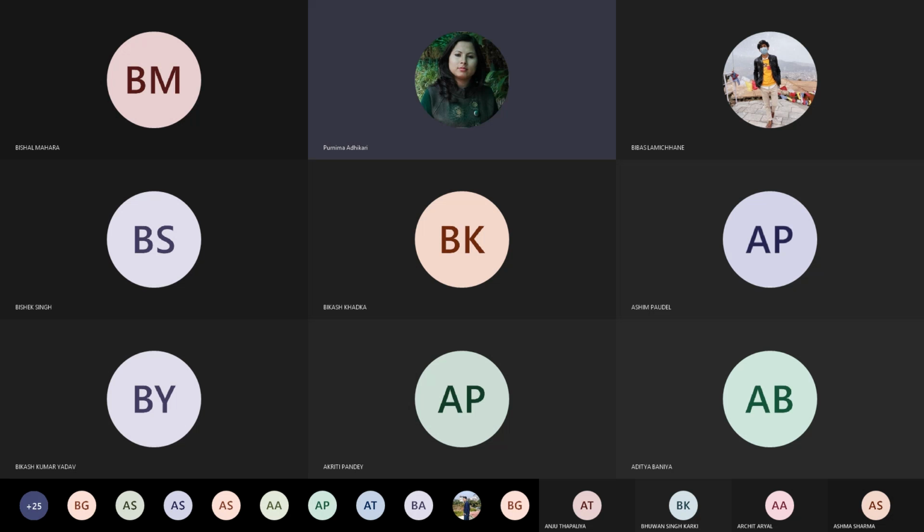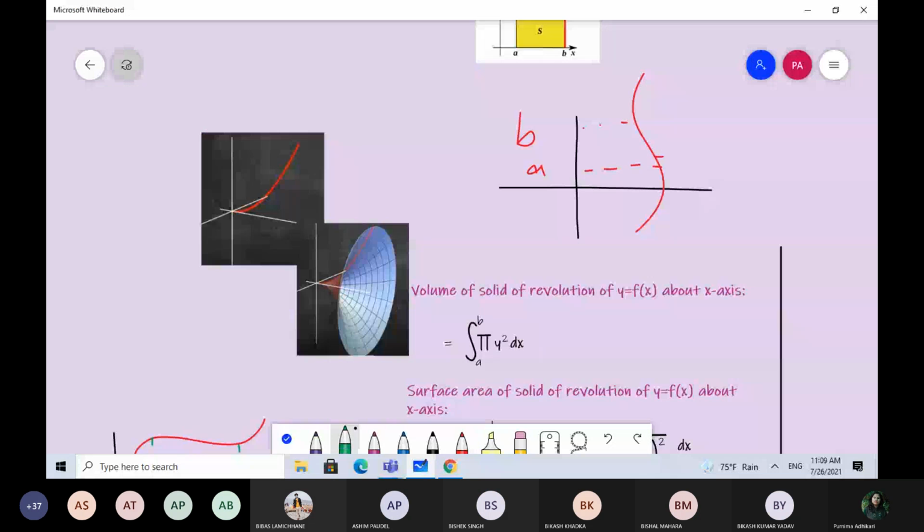Y-axis. Just now what we looked at was rotation about x-axis. And what change are you going to make here in this formula? x and y interchange.